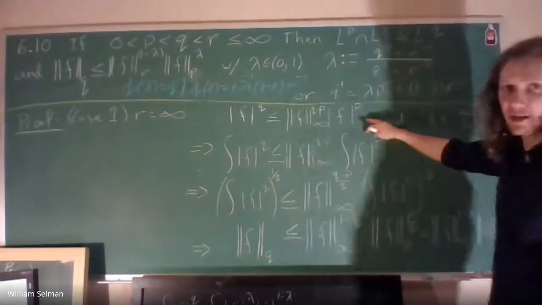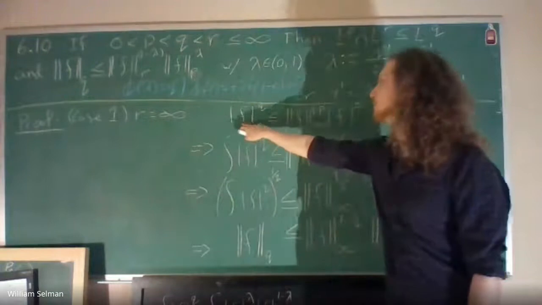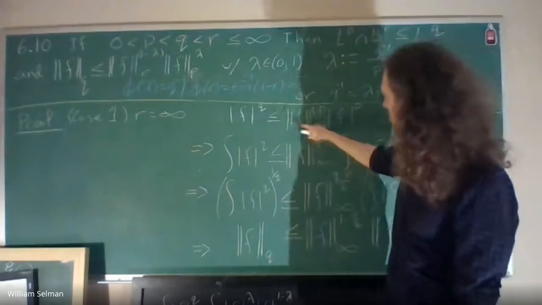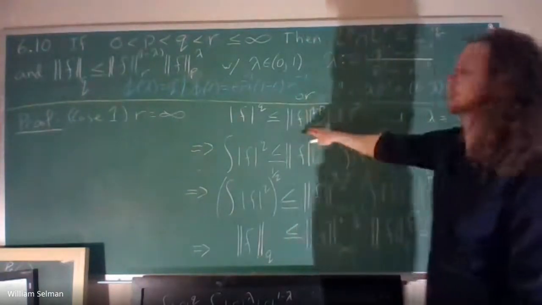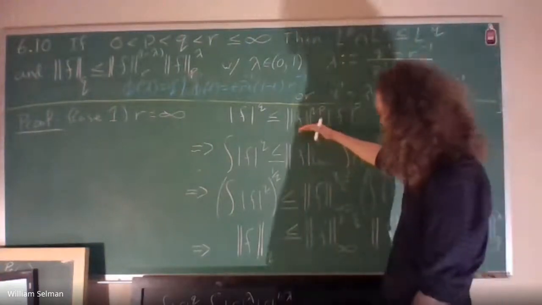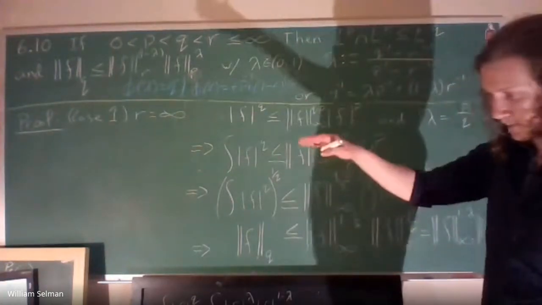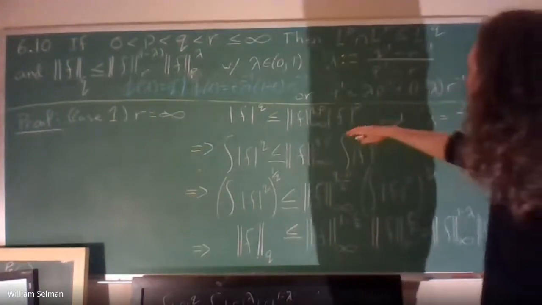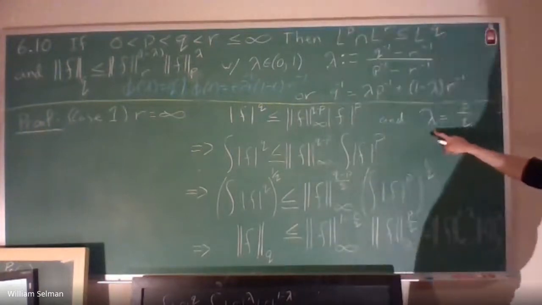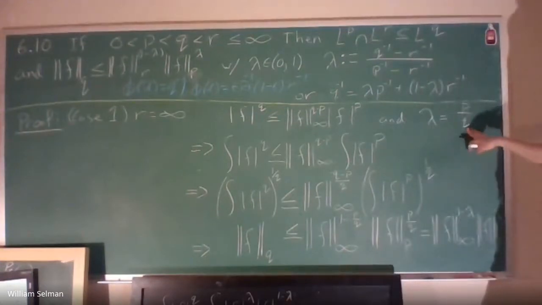The reason this inequality holds is that if we divide the absolute value of f to the p over to the other side, we have the absolute value of f to the q minus p is less than or equal to the uniform norm to the q minus p. Well, that's obviously true because the uniform norm is defined to be the supremum of the function, at least almost everywhere, where almost all of the function is below. Then we note that if r is infinity, the reciprocal of r is 0, so lambda is nicely defined as p over q.